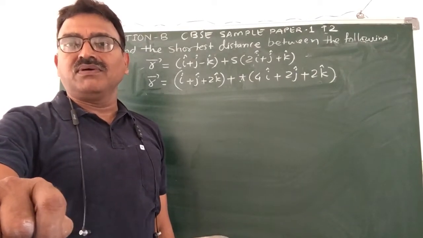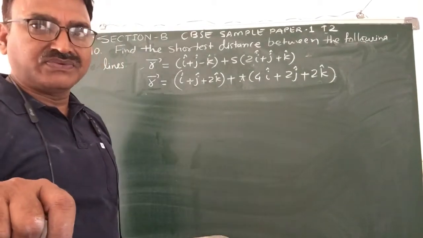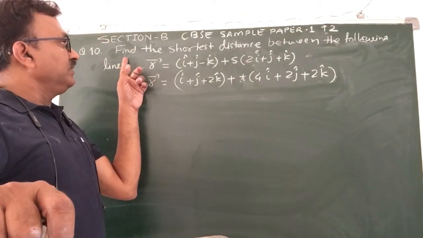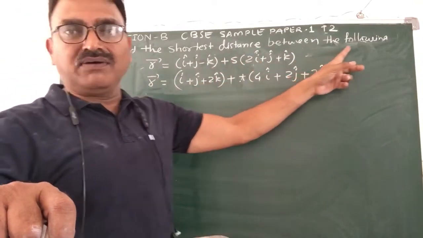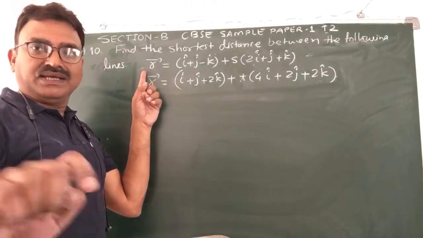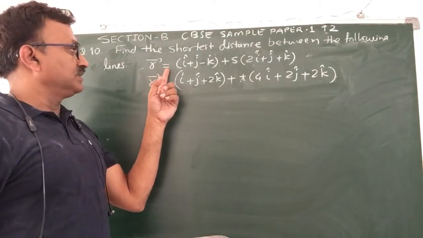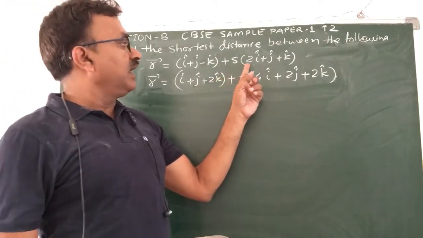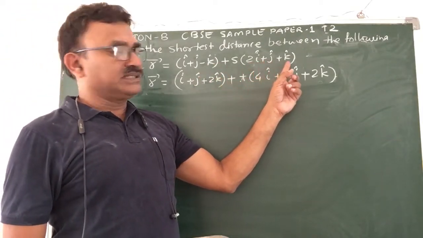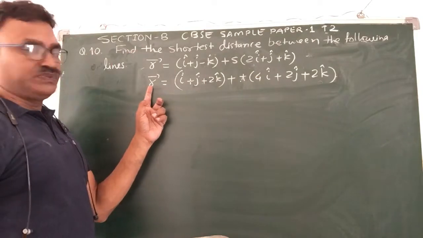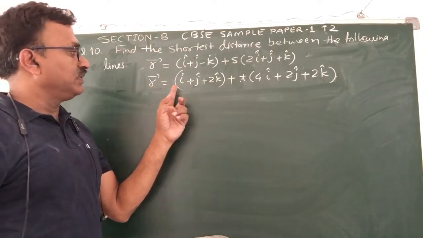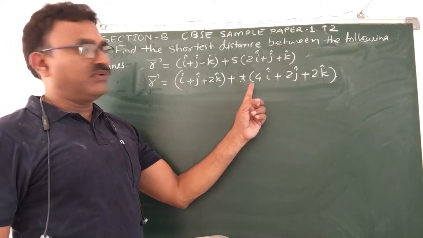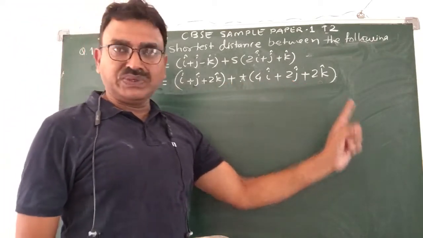Today we will solve question number 10 of section B of 3 marks, which is: find the shortest distance between the following lines, in which line 1 is vector r equals i cap plus j cap minus k cap plus s times (2 i cap plus j cap plus k cap). And line 2 is vector r equals i cap plus j cap plus 2 k cap plus t times (4 i cap plus 2 j cap plus 2 k cap).